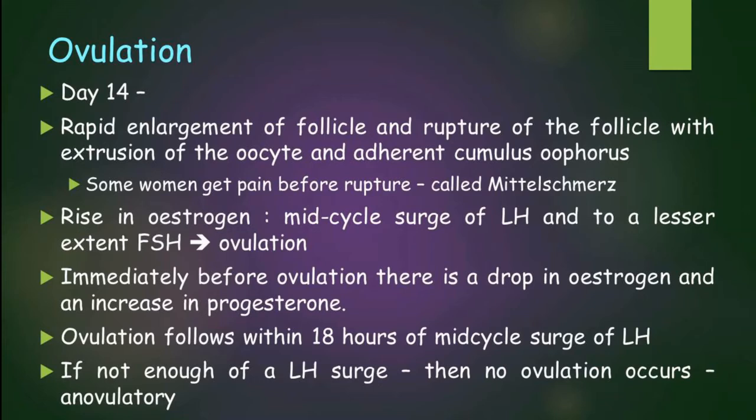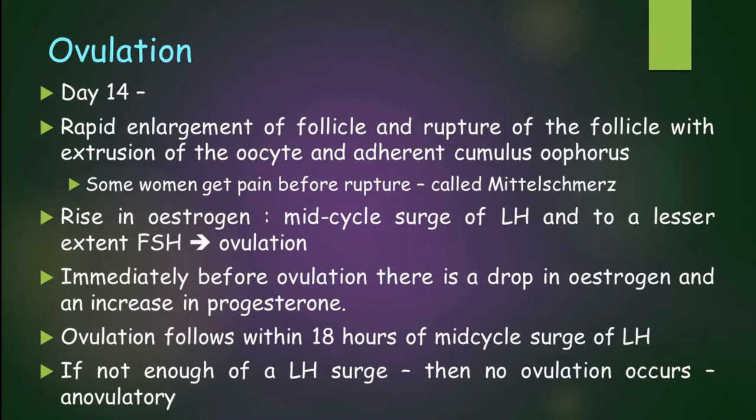Around day 14, or in some women day 15, is called the ovulation time. In the ovulation period there is a rapid enlargement of the mature follicle, and a rupture of the follicle which results in the release of the oocyte and the adherent cumulus oophorus, the cells which are found adherent to the oocyte. Some people may experience pain during the process of ovulation, and this pain is called Mittelschmerz.